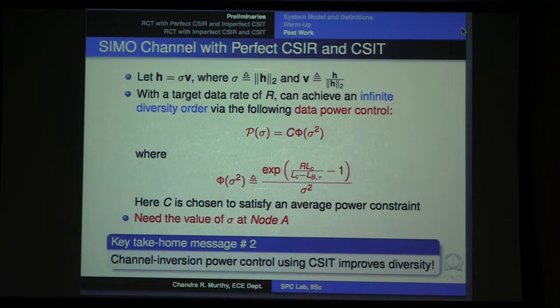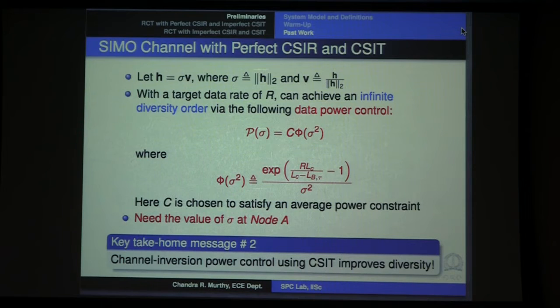So if you invert that singular value and use 1 over sigma squared times an appropriate scaling to ensure that data sent at your target data rate will be successfully received, that is sufficient to ensure that you get an infinite diversity order. That is, for any channel state, your data will always be received successfully at your target data rate.